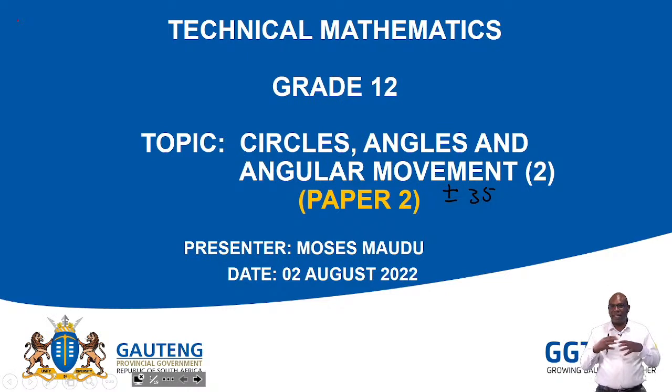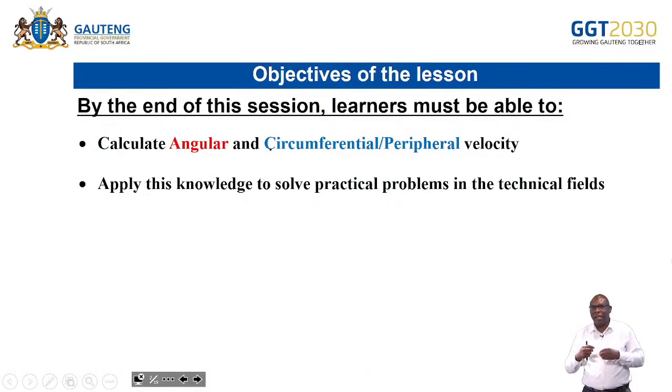So this topic, as I said, is 35 marks in an exam, and let's see how best we can do on this topic. It's an easy topic. Let's look at the objectives of this lesson. By the end of this session, we want you to be able to do the following.